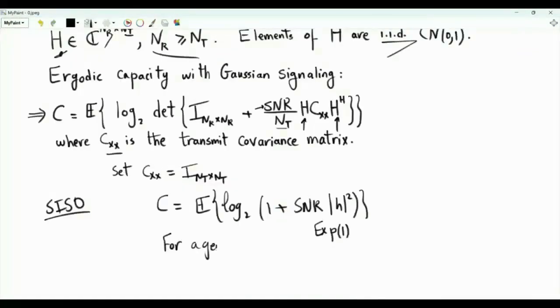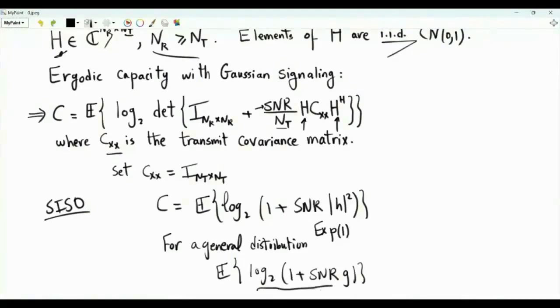For a general distribution for the channel, the ergodic capacity will be the expectation of log of 1 plus SNR times G, where G is the magnitude of H squared. Because the logarithm is a concave function, we can employ Jensen's inequality. The expectation of this logarithm is upper bounded by the logarithm of the expectation of the argument, which is 1 plus SNR times the expectation of G.